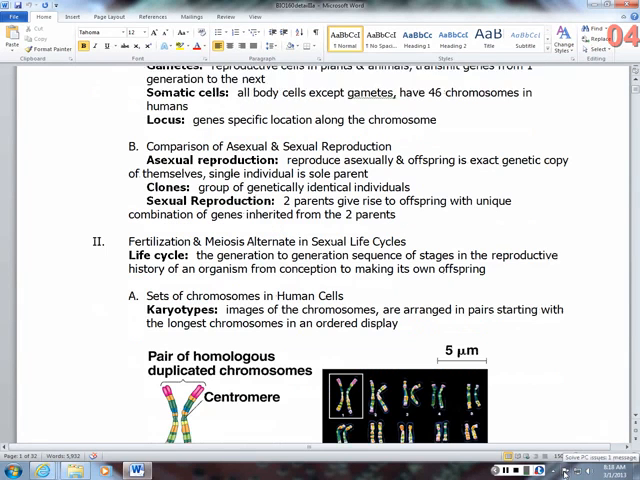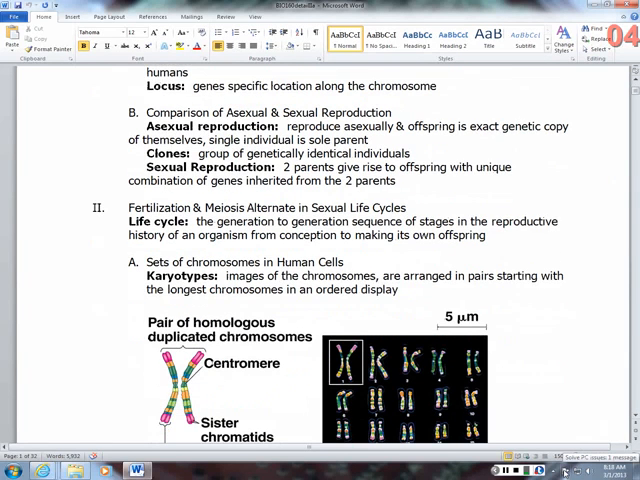So when we compare sexual reproduction and asexual reproduction, with asexual reproduction the offspring is going to be an exact genetic copy of the parent, and you have a single individual as the sole parent. What you create are actually clones, genetically identical individuals. With sexual reproduction, it takes two parents in there to give rise to the offspring that will have their own unique combination of genes that they inherit from the two parents.